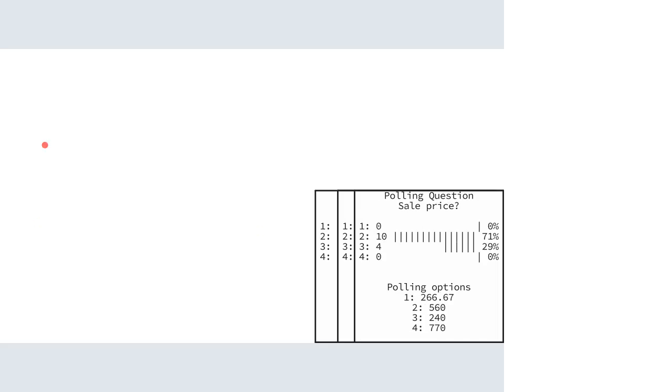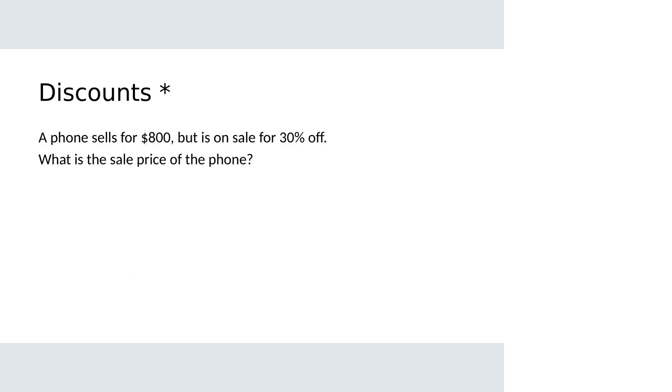Let's see where we are on this. Strong agreement, not quite as unanimous as before in a lot of the problems, but that's okay. There's one common thing to do incorrectly here, and that's the thing that happened to a couple of those responses. So let's take a look. The question says, a phone sells for $800, but it's 30% off. What's the sale price of the phone?